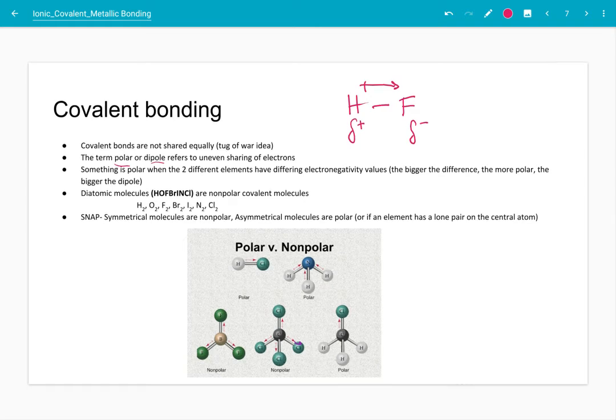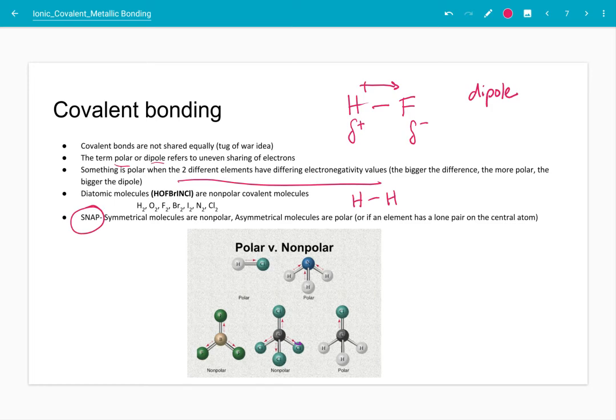And when this happens, that means that thing has a dipole. We could actually calculate it, and that's called a dipole moment. Or for now, we're going to say that is a polar covalent bond, or this has polarity. Okay, so the minute you have 2 different electronegativity values, it's going to be polar. Now we do have our diatomic molecules. They are nonpolar covalent molecules because they can share perfectly evenly. There's no tug because they're the same element.